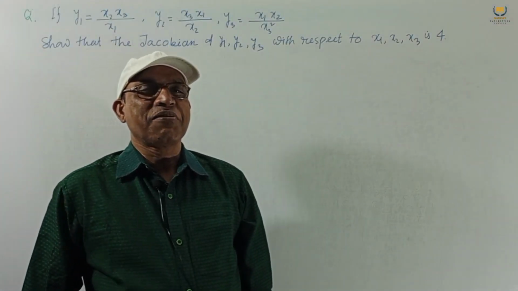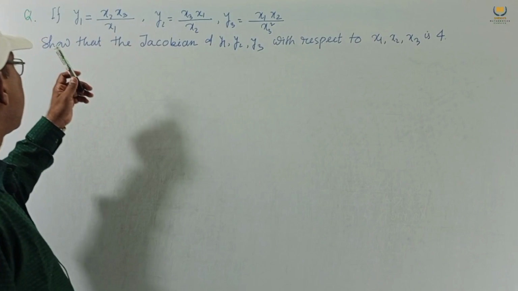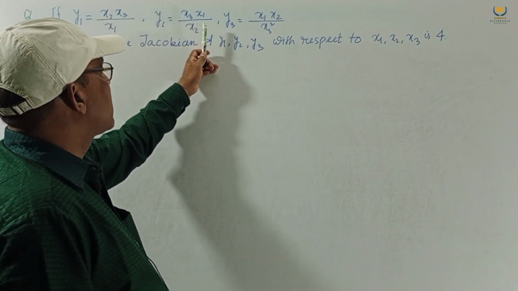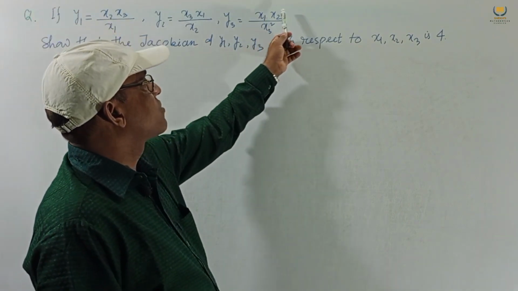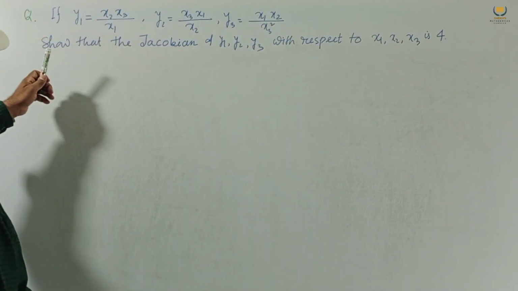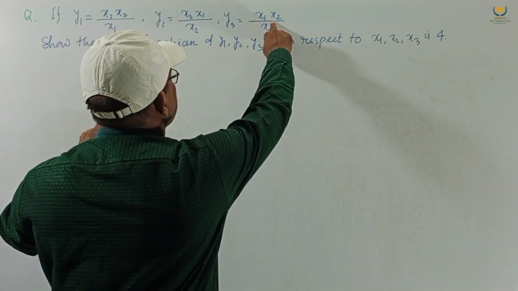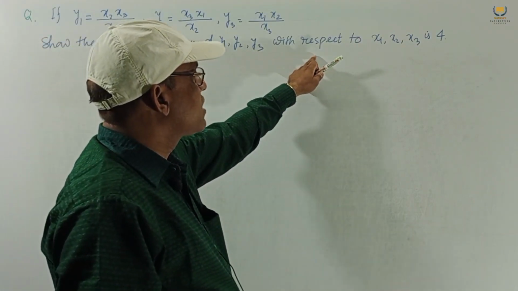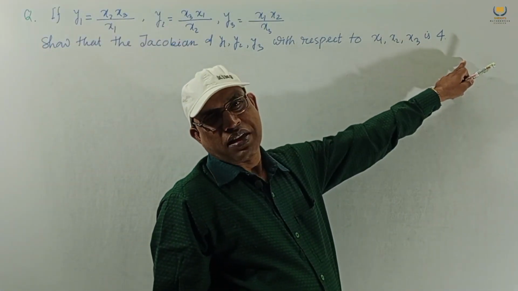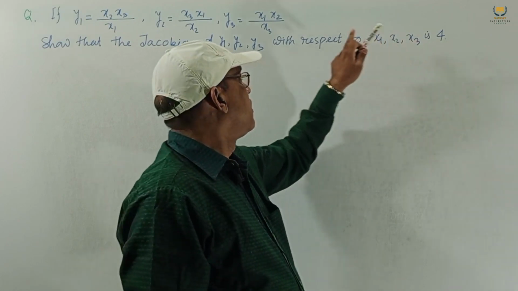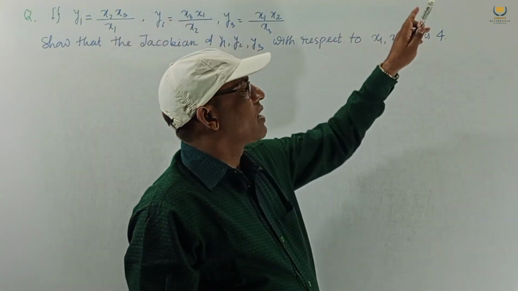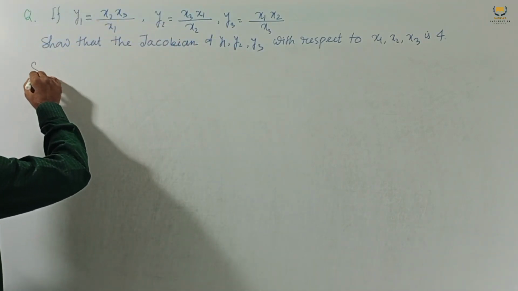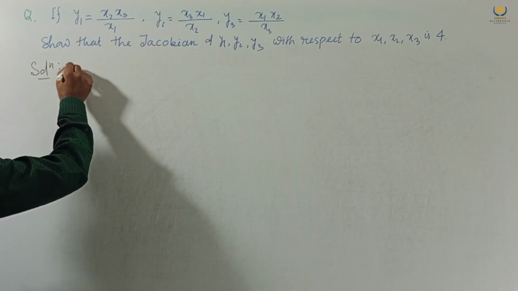Consider another interesting problem. The problem is that if y1 equals x2 x3 by x1, y2 equals x3 x1 by x2, y3 equals x1 x2 by x3, then show that the Jacobian of y1, y2, y3 with respect to x1, x2, x3 is 4. The Jacobian value is 4. We have to show this. Now the solution starts. This is a very easy solution, very nice solution.